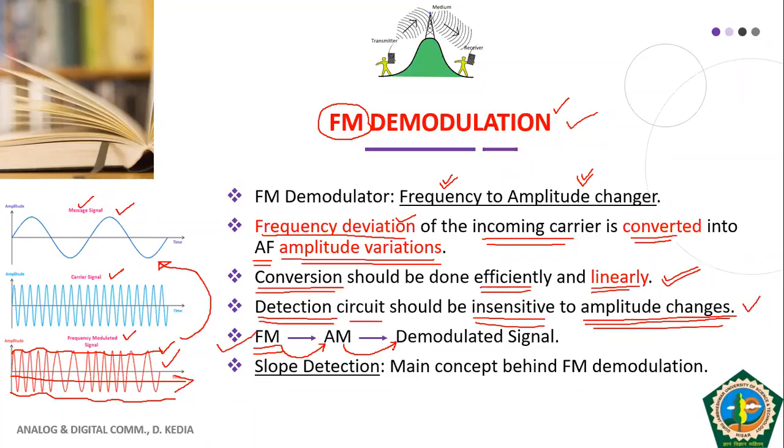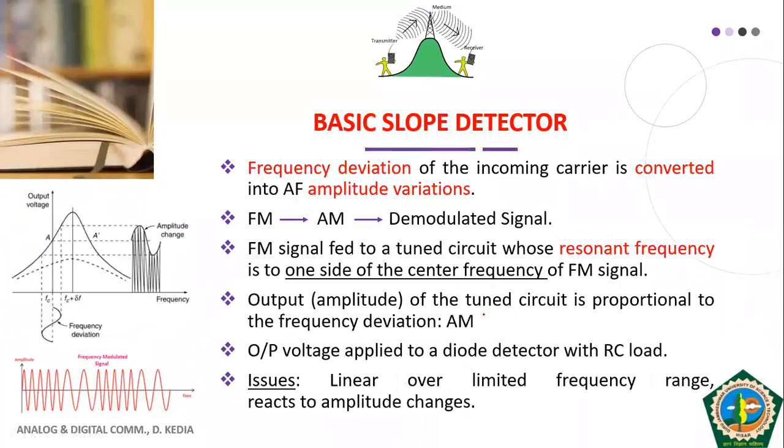I hope all of you have been able to understand this point, and it will be further clarified in the coming slides. The main concept that we will use for converting FM to AM is slope detection. With this terminology of slope detection, now we move forward. The first kind of FM detector or FM demodulator is called the basic slope detector. By using the slope detector, we will be able to demodulate FM signal.